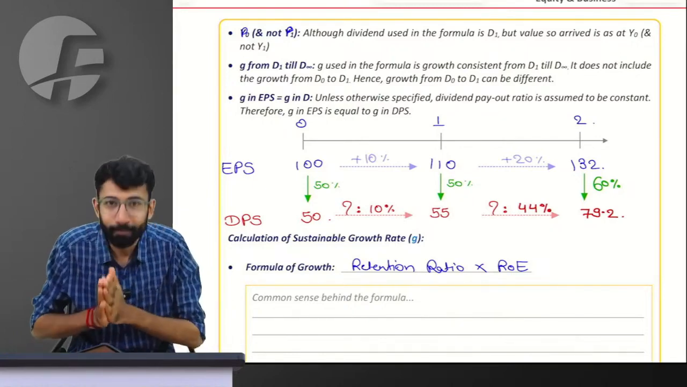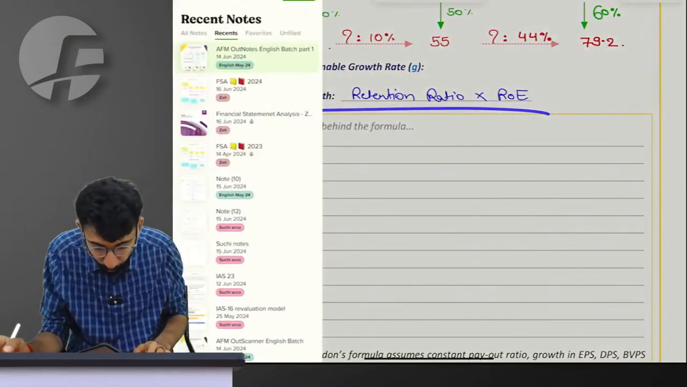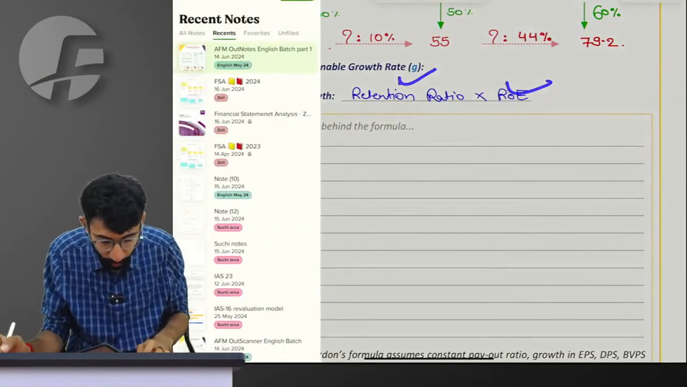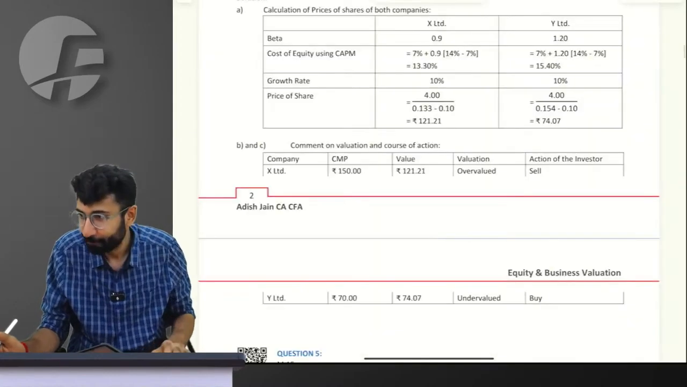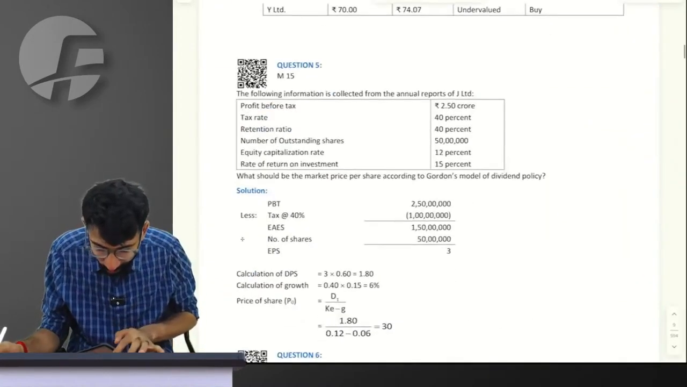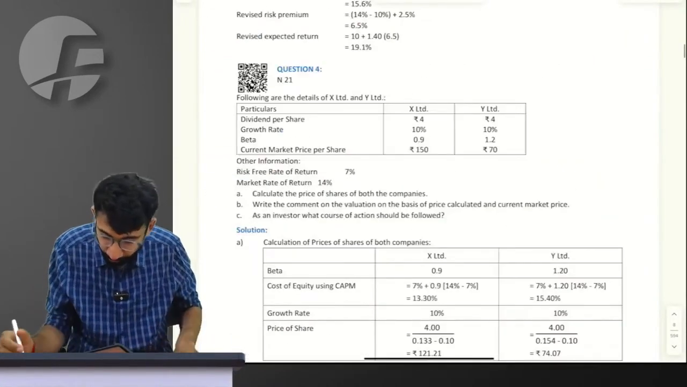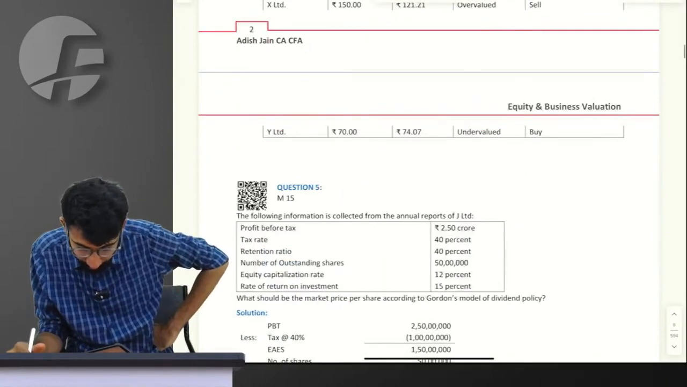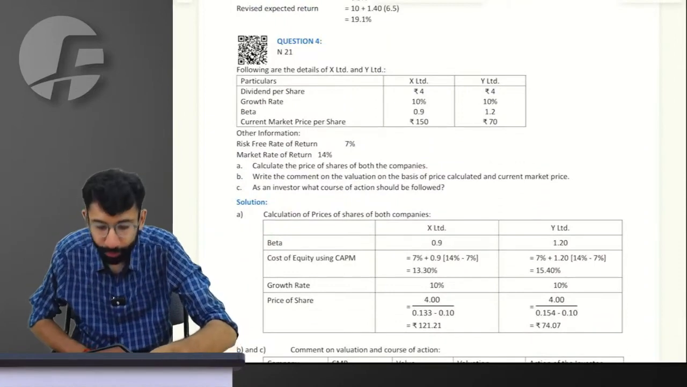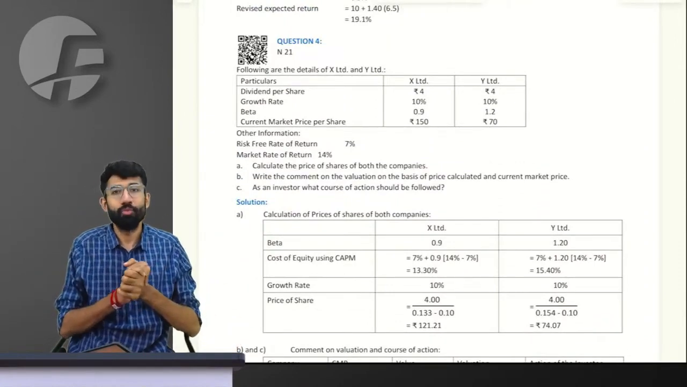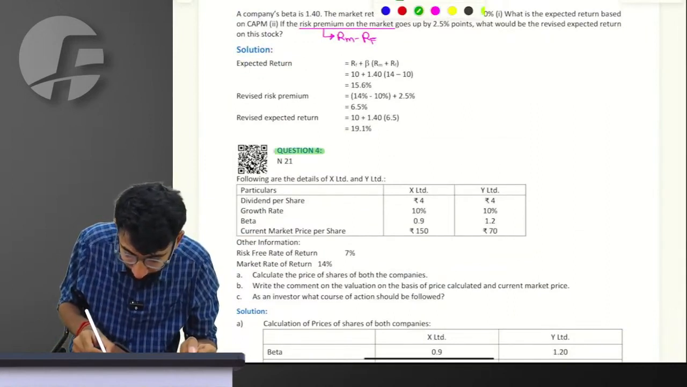So let us now speed up to solve further questions and understand more concepts. We are done with the formula of growth, which is retention ratio into ROE. We are all set till this point. Now let me take you to the question scanner. We were done till question number 3. Now let me take you ahead. Question number 4. An extremely easy question that needs to be solved only and only on a calculator. Let us do it. People in the class, let's start this discussion. Open your calculators and we'll start to do this.